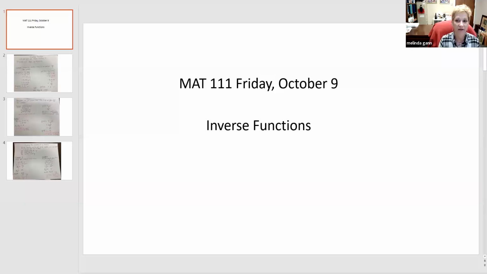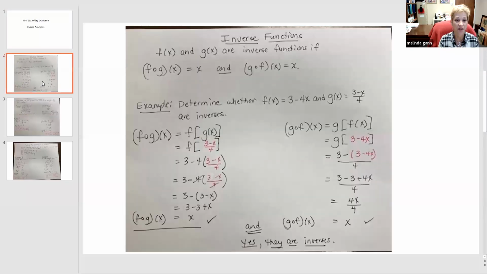So we're talking about inverse functions. Now I was going to kind of reiterate what we were doing today in class because we went over at the very end and we were going kind of fast. So this is your definition of inverse functions, okay? Two functions like f of x and g of x are inverse functions if and only if f composed with g of x ends up being just x and g composed with f of x ends up being just x. In other words, you get your independent variable back.